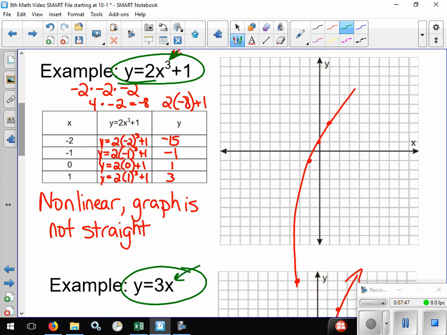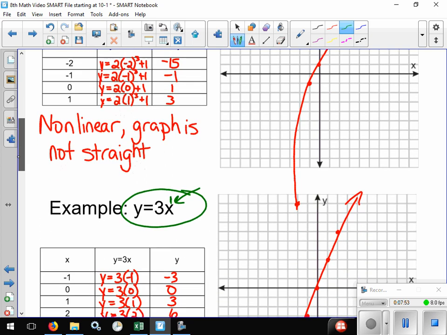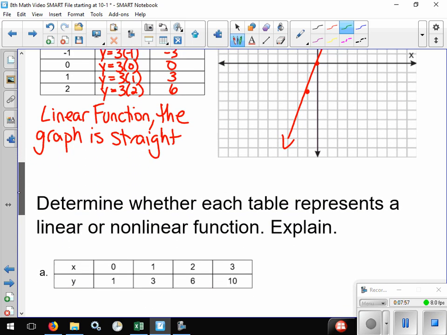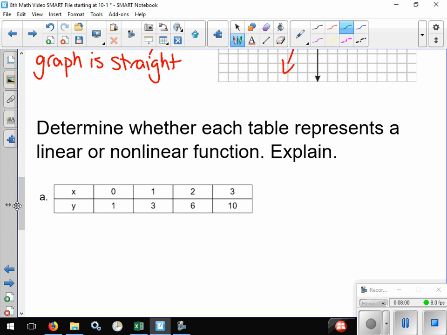Here, x's power is just 1. So it's just x. So it is linear, meaning it's a straight line. And that's what we found when we graphed it. And we can prove it some more, but I'm hoping you trust me. But we'll do some more examples in the next section. But right now we'll leave that alone. It just gives you kind of a trick of the trade here for linear and nonlinear functions.